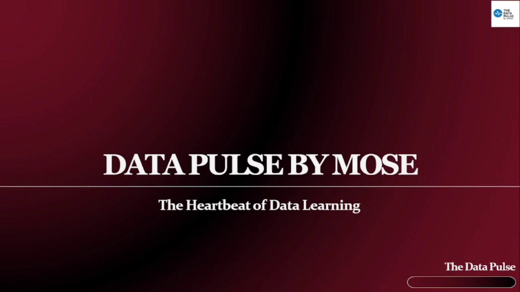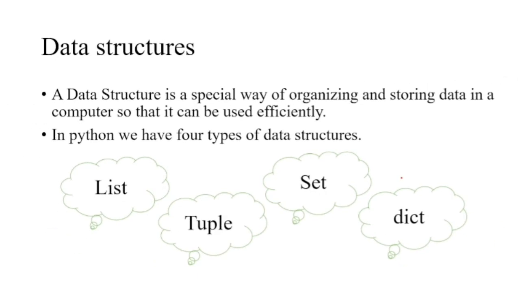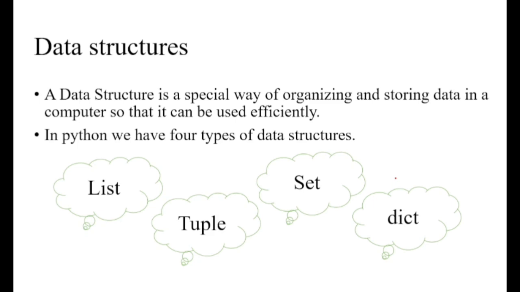Okay, so now let's get into our topic of the moment. And then we have data structures. A data structure is a special way of organizing and storing data in a computer so that it can be used efficiently. So in Python, we have 4 different data types or data structures. First, we have lists, and then we have tuples, sets, and dictionaries. So these are the main data structures that we have.